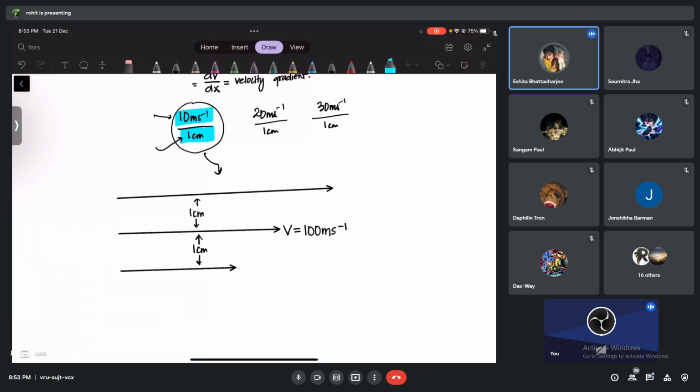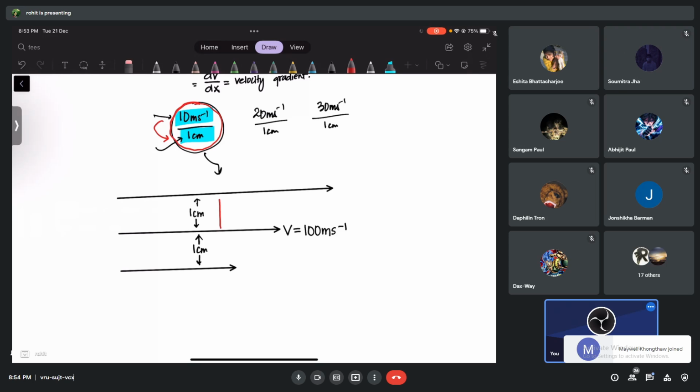More than 100. How much more than 100? According to what I wrote here, it should be 10 meters per second faster after every how many centimeters? 1 centimeter. That means if I go above this layer by 1 centimeter, it should be faster by 10 meters per second. That is the meaning of this velocity gradient. All these are dv by dx values.